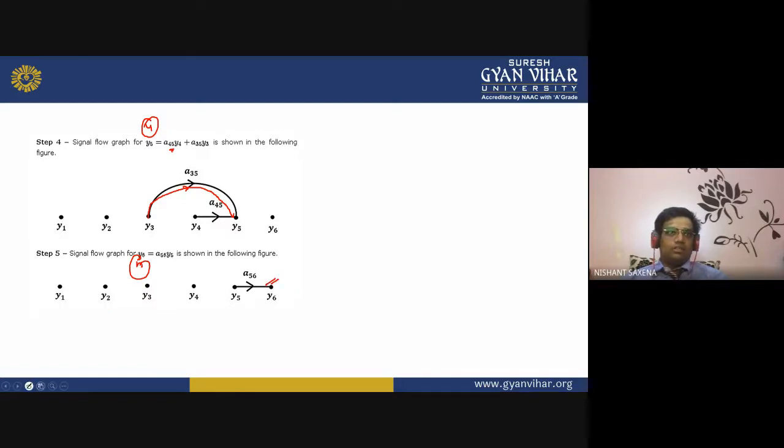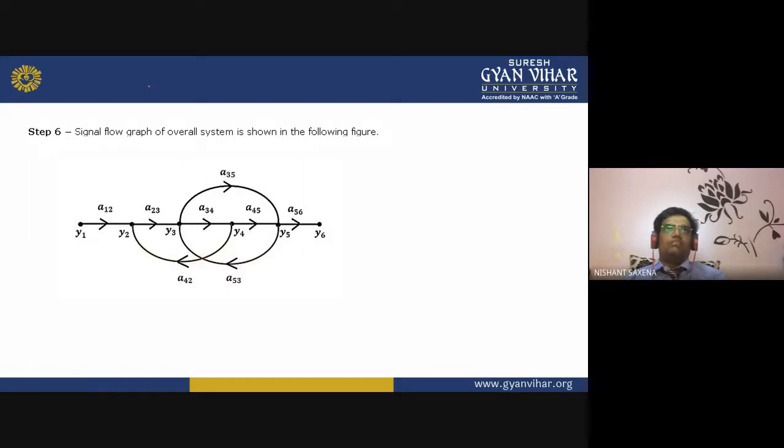Now let's combine all this. When we combine the overall system, it will look like this. I hope this is clear to you. We have drawn the complete set of algebraic equations. We have converted the complete set of algebraic equations into a graphical representation.